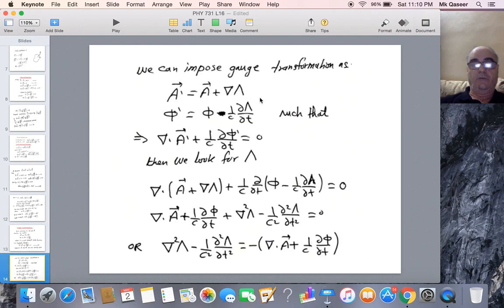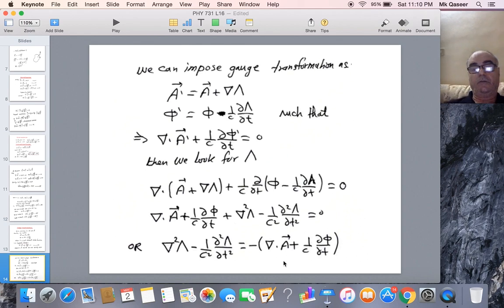Now suppose A and phi do not satisfy equation 4. What we're going to do is replace A by A prime, which is A plus the gradient of gamma, and phi prime by phi minus 1 over c ∂gamma/∂t, and impose the condition that the divergence of A prime plus 1 over c ∂phi prime/∂t equals 0, and then we look for gamma. Now substitute again the previous equations, we get this expression.